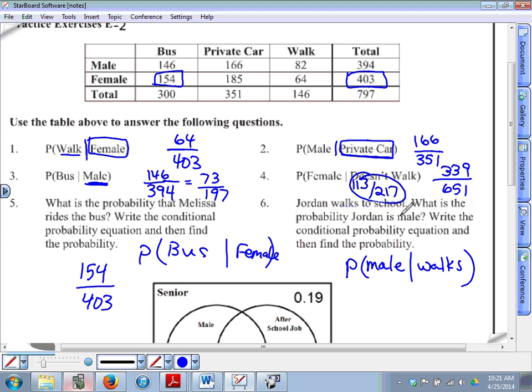So, how many people walk to school? 82 males out of 394. How many people walk to school? 146. Of them, there are 82 males. Okay. And then you'd simplify that. Yeah, simplify that.